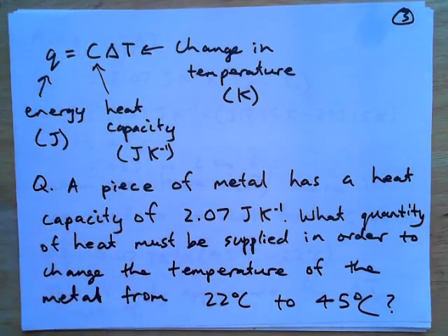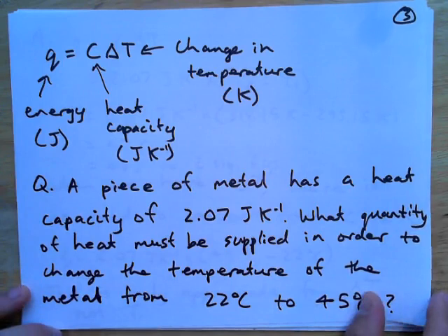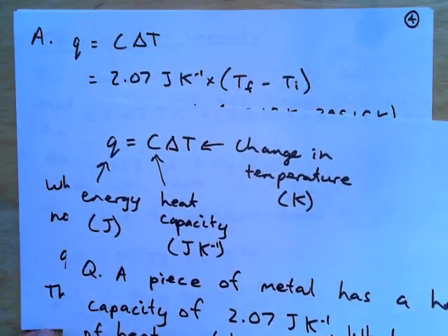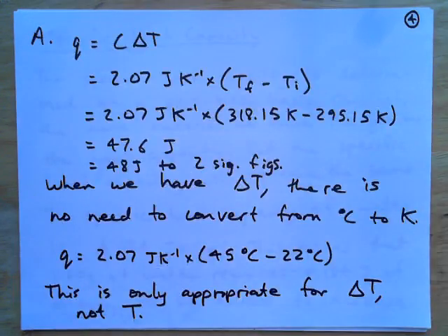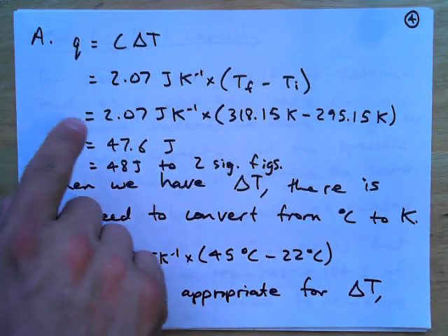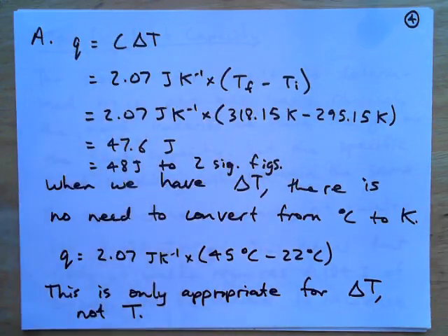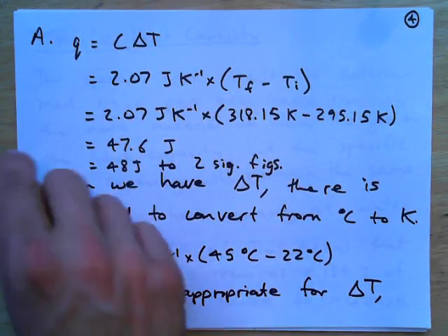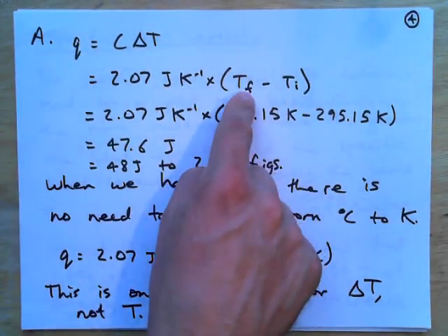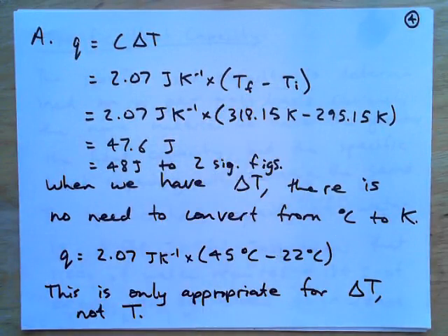A piece of metal has a heat capacity of 2.07 joules per Kelvin. What quantity of heat must be supplied in order to change the temperature of the metal from 22 degrees Celsius to 45 degrees Celsius? So, just using that formula, we put in our 2.07 joules per Kelvin for our heat capacity. We put in our delta T, which is going to be the final, take away the initial. Remember that the change is always the final minus the initial. So we put those values in.